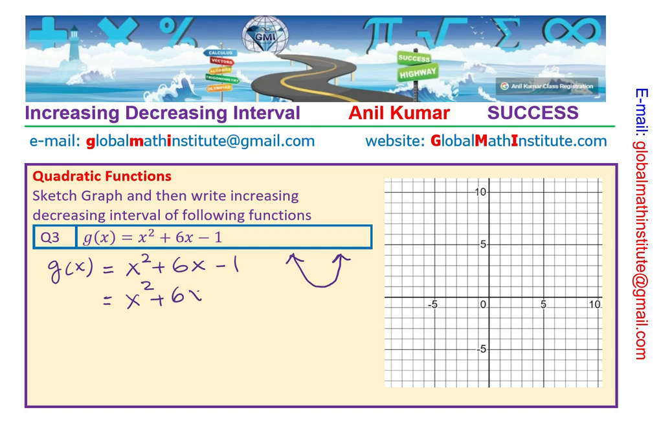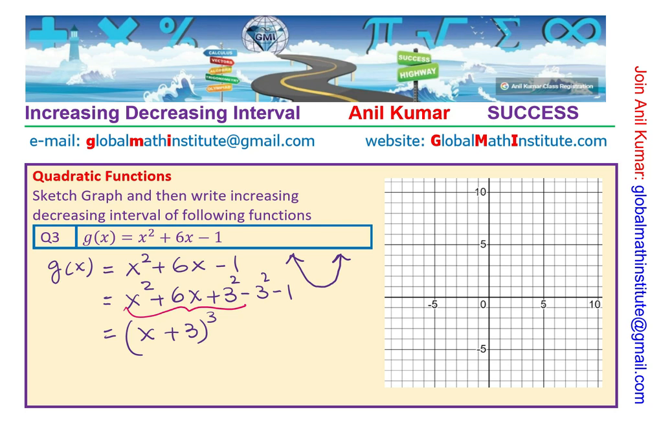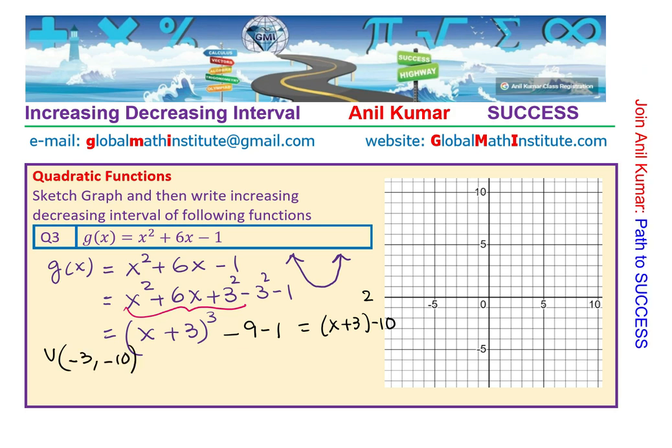Half of 6 is 3. So we are going to add 3 squared and subtract 3 squared. That gives you (x plus 3) whole squared. So these are the first three terms. And then we have minus 9 minus 1, or we can write this as (x plus 3) whole square minus 10. So this time the vertex is at minus 3 and the y value is minus 10.